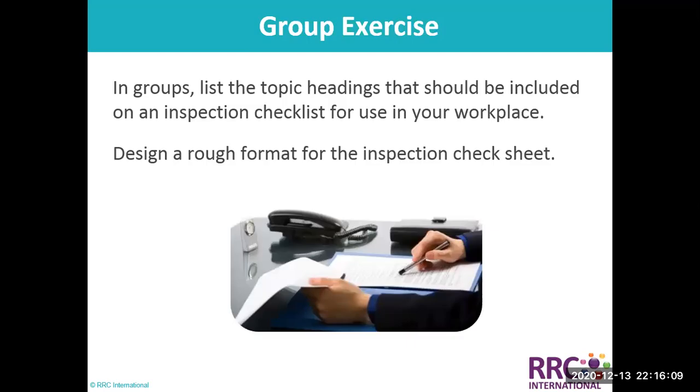Group exercise. In groups, list the topic heading that should be included on an inspection checklist for use in your workplace. Design a rough format for the inspection checklist. All right, this is just an example of what we talked about now. We're going to look at a specific topic. Maybe you say you want to look at inspection of assessments, or maybe JSA and all that, and then that should be included in an inspection checklist for use in your workplace.